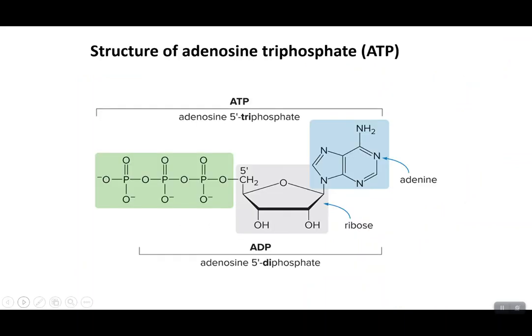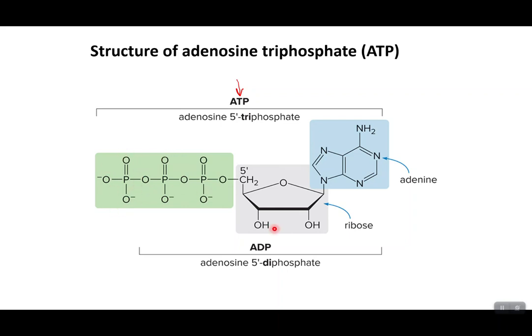So first, let's look at the structure. ATP stands for adenosine triphosphate. The important part is this tri component, the T of ATP. So this triphosphate means that we have three, that's the word tri, phosphate groups. So we have one phosphate group here, second phosphate group, and then the third phosphate group.